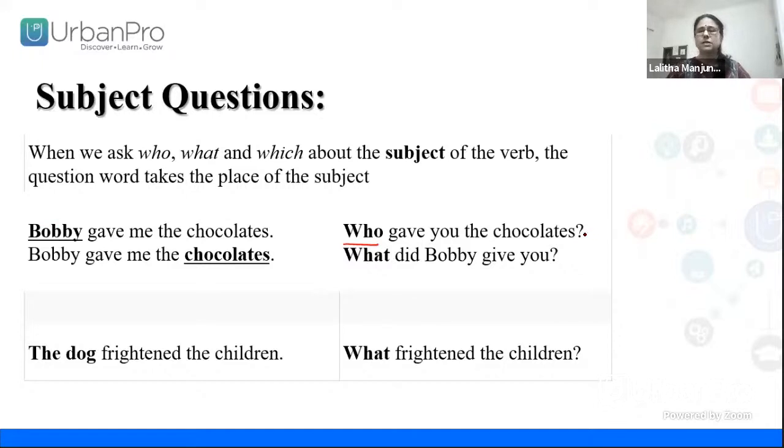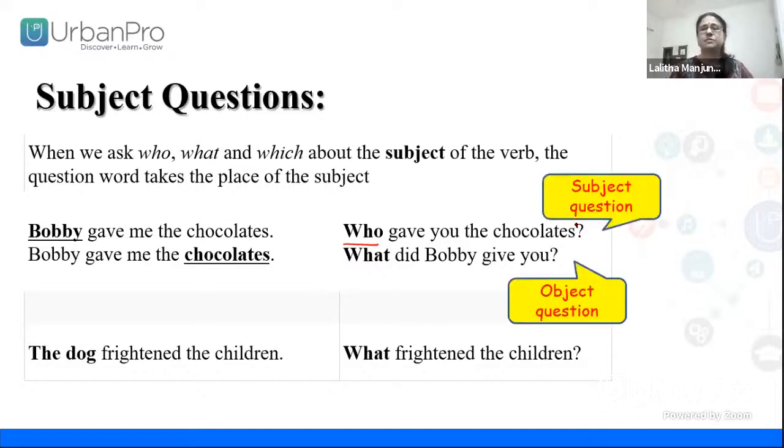So this is a subject question. Now look at the other question. What did Bobby give you? So in this, I need a helping verb. What did Bobby give you? Bobby gave me the chocolates. So the subject is the word that comes before the verb. The object is the word which comes after the verb. So what did Bobby give you is an object question. Who gave you the chocolates is a subject question.